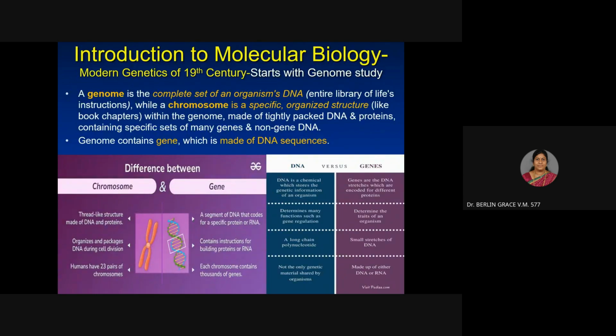Just to introduce molecular biology, it is the modern genetics of the 19th century. It starts with the genome study. The genome is the complete set of an organism's DNA, whereas a chromosome is the specific organized structure in it. Genome contains genes, which are made up of DNA sequences. So the differences are shown here.